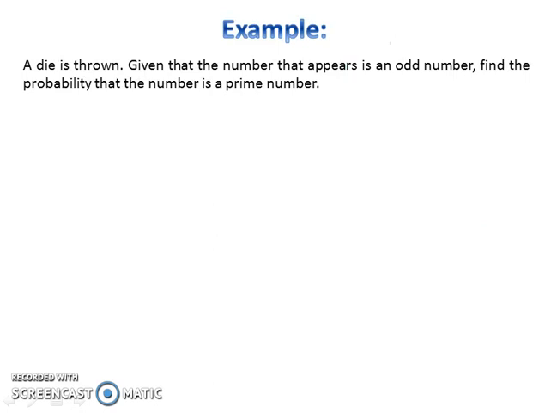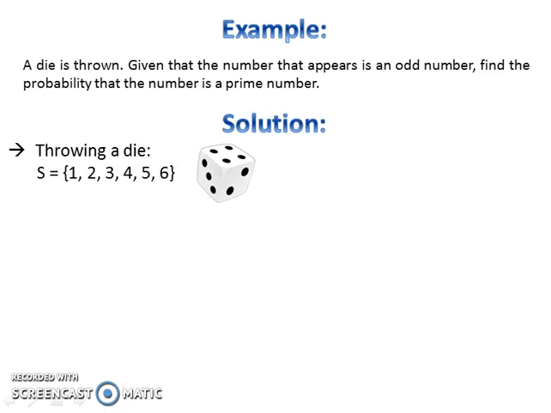Now let's look at another example. For the experiment of throwing a die, we will have this sample space. So we know that number of elements in the sample space is equals to 6. Next, we need to identify the events. Here, there are two events which are getting an odd number and getting a prime number.